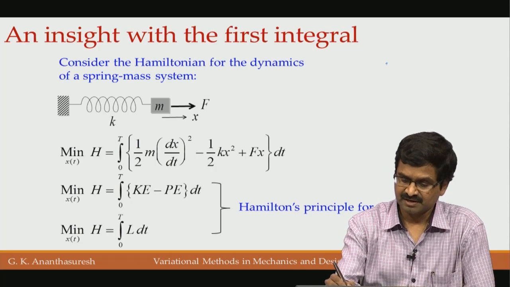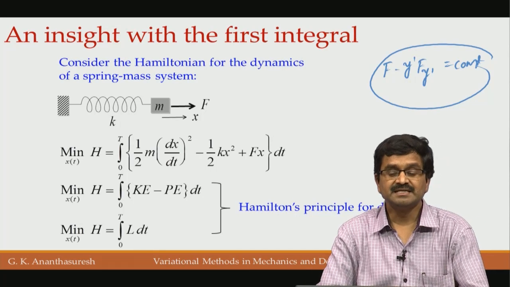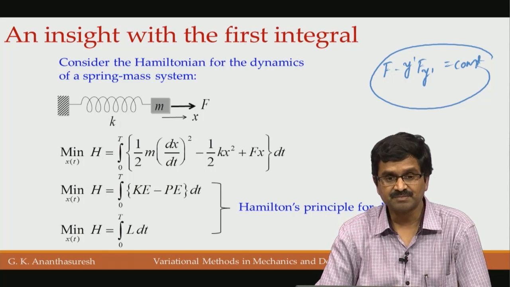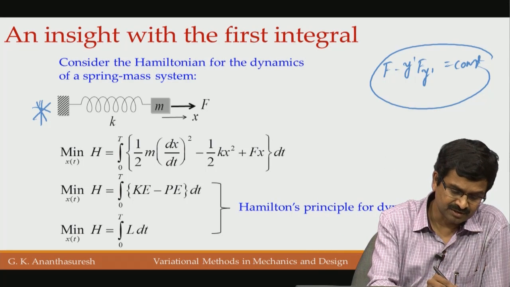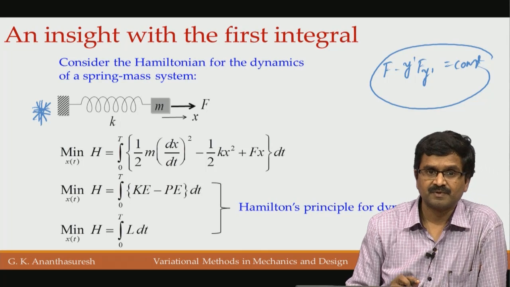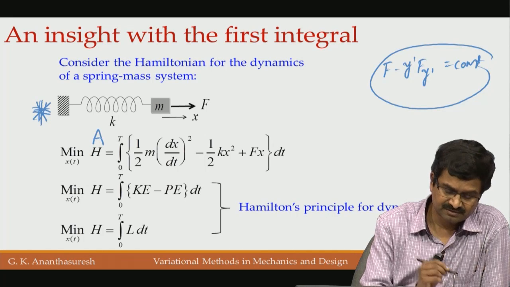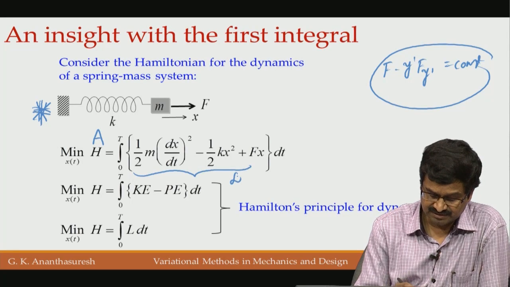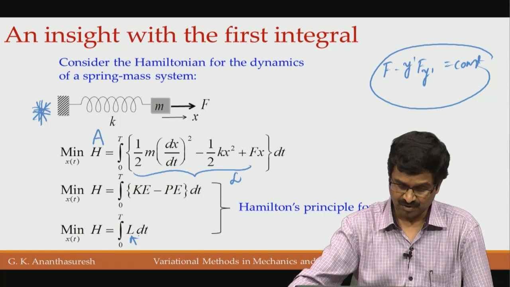Again, the first integral is what? f minus y prime into f_y' equal to constant. That is the first integral. There is an insight that you can get from this. For that, let us consider Hamilton's principle for a simple spring mass system that is shown here. Okay. So, here we have Hamilton, or sometimes people call it action, and what we have inside is actually what we call the Lagrangian, that is why it is denoted as L dt. So, we have this principle.